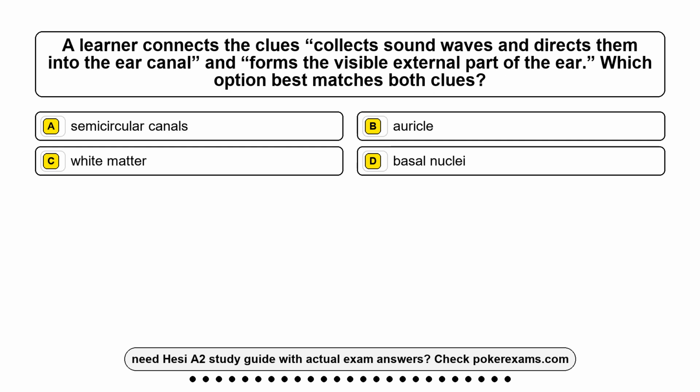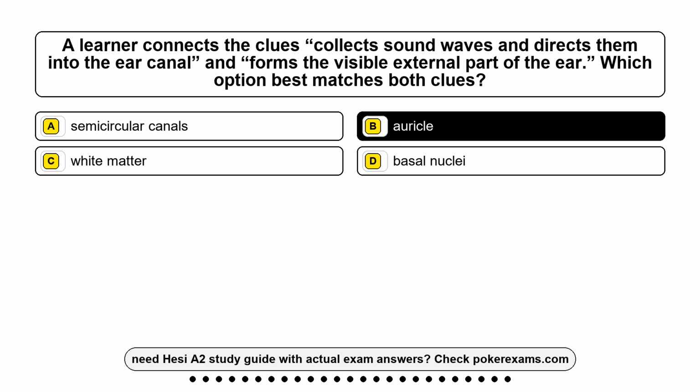Question 14. A learner connects the clues, collects sound waves and directs them into the ear canal and forms the visible external part of the ear. Which option best matches both clues? Option A, semicircular canals. Option B, auricle. Option C, white matter. Option D, basal nuclei. The correct answer is option B, auricle.